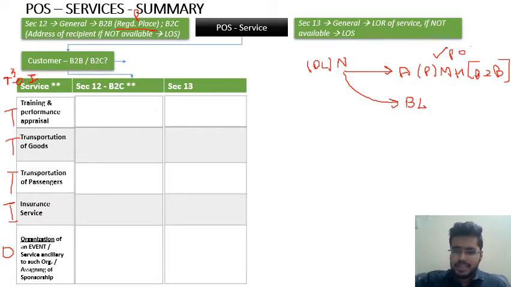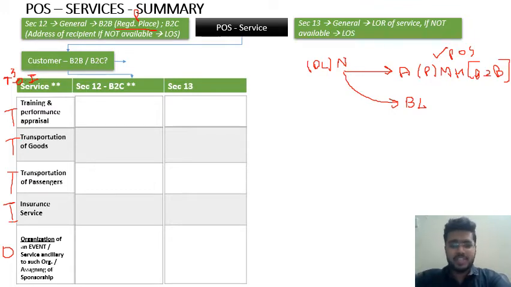So now this same understanding, that if he is a B2B person, the place where he is registered will be considered as the place of supply, will apply for all these five services, guys. So the first thing to do when you're dealing with these five services is to see whether your customer is a registered person under GST or not. If he is a registered person under GST, then the place of supply will be the place where he is registered. So now this is very simple, guys. For these five services, if you are dealing with a B2B customer, it's very simple.